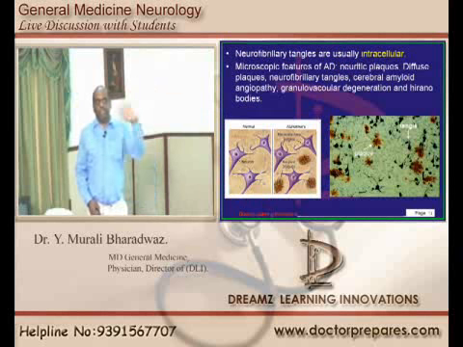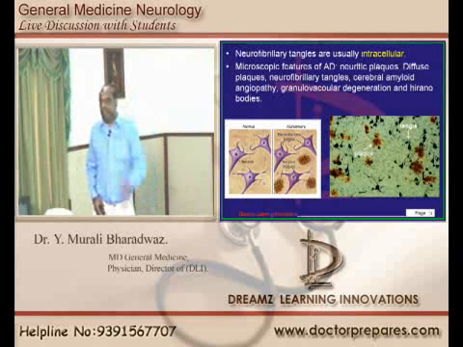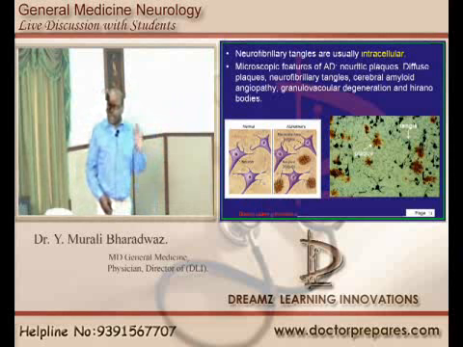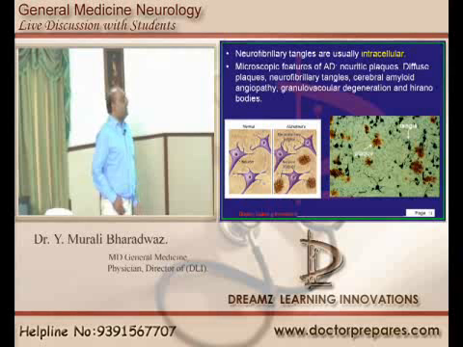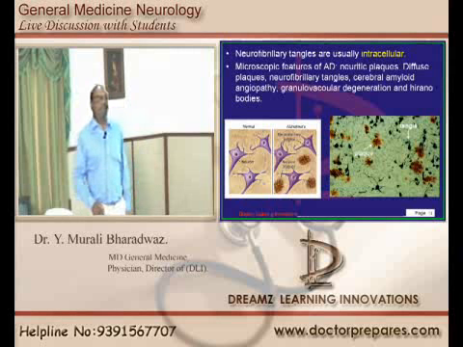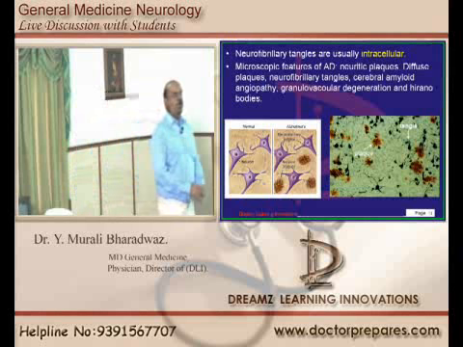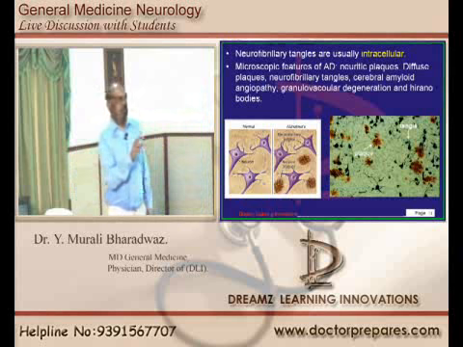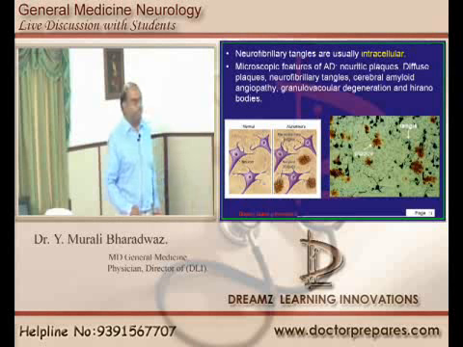Now what are the various features of Alzheimer's disease, doctor? Neuritic plaques, neurofibrillary tangles, amyloid angiopathy, and granulovacuolar degeneration in Hirano bodies. So you need to remember it like a geography lesson, all these important newer terminology.